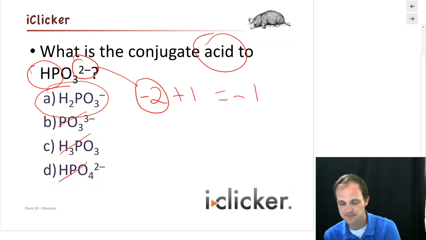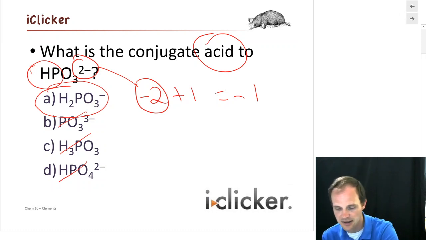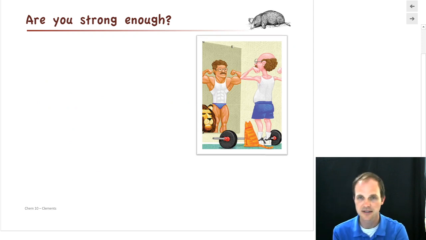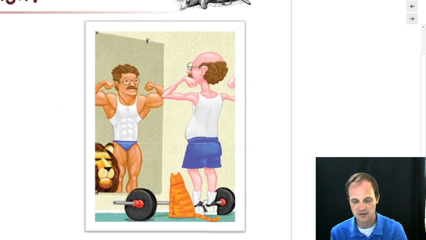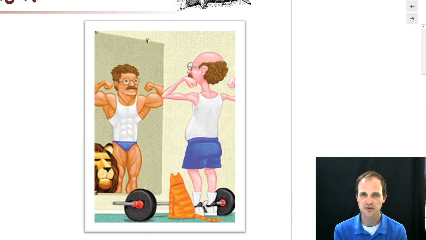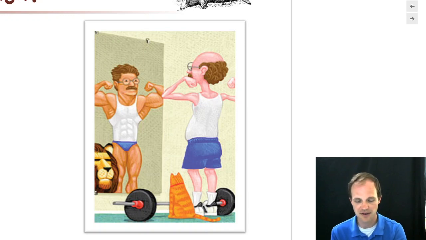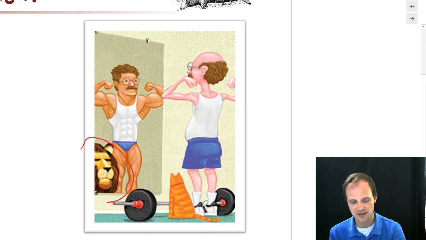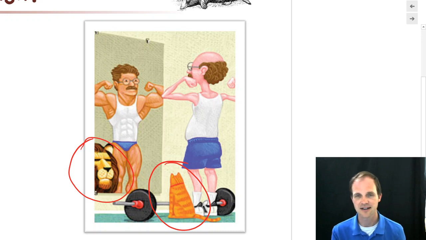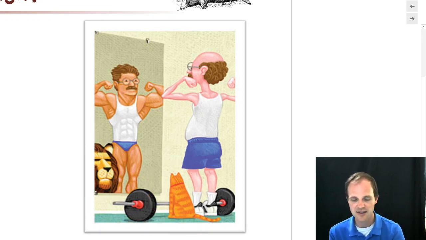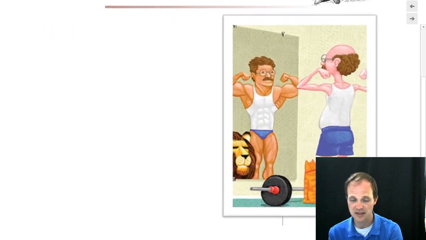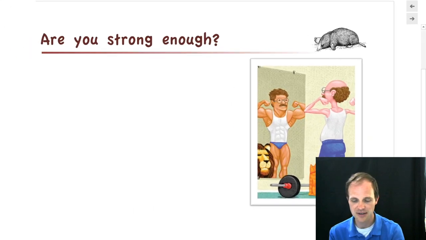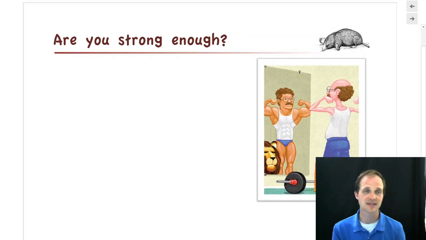Okay, so those are our conjugates. Now, I love this picture. What do you see in that picture? Most people notice the strong man at first, and they see the weak man on one side. And you know, what you see in the mirror is not always what's reality, but my favorite part of this one is down here, is what the cat sees. And in the mirror, the cat sees a lion. So this weak guy sees somebody strong in the mirror. The strong people see somebody weak in the mirror. And so what we're going to talk about next is the strength of acids and bases.